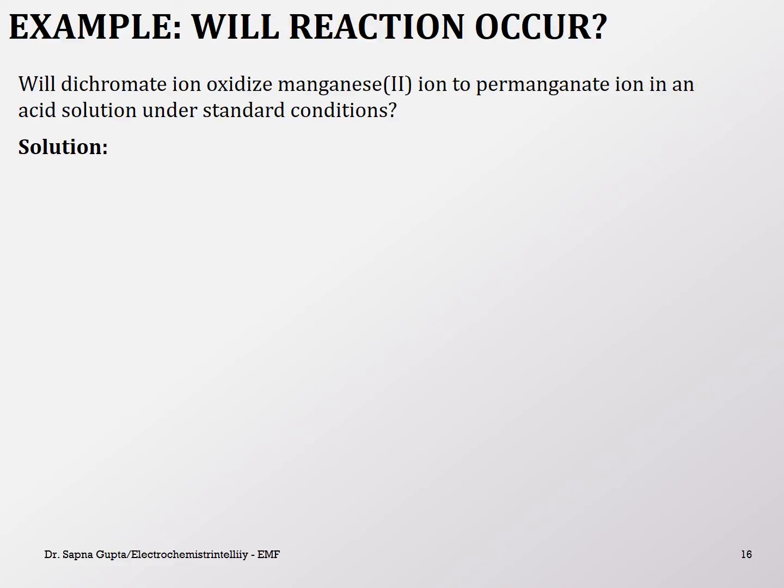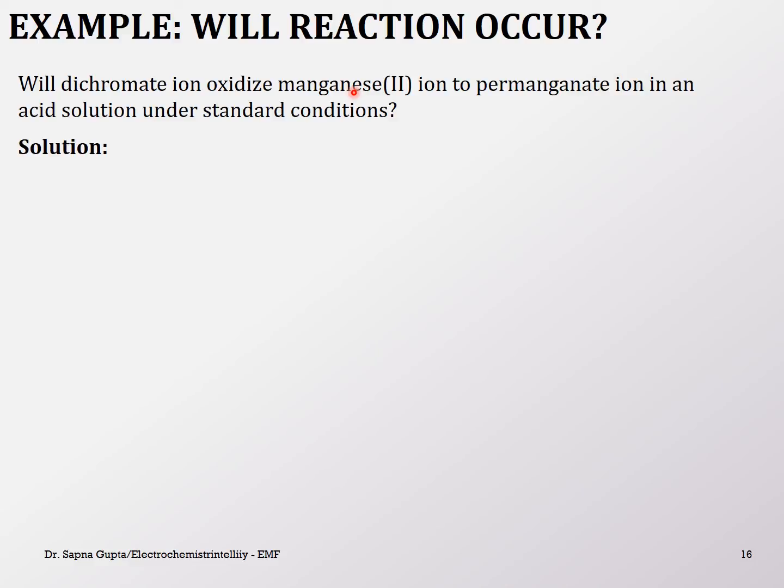Let's look at a question now where we're asked whether a reaction is going to occur or not. So the question is, will dichromate ion oxidize manganese 2 ion to permanganate ion in an acidic solution? So the question is very specific. It's not asking about whether manganese will oxidize dichromate. No, it's asking whether dichromate is going to oxidize the manganese ion.